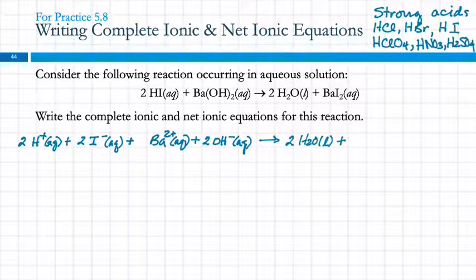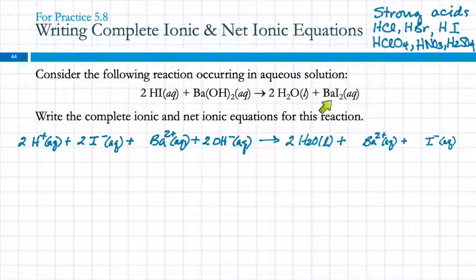And then we have barium iodide, another soluble ionic compound. So we write the ion with its charge, and the other ion with its charge. And we look at the formula. We have 1 unit. In 1 unit, I have 1 barium ion and 2 iodide ions. That's the complete ionic equation. Any questions?